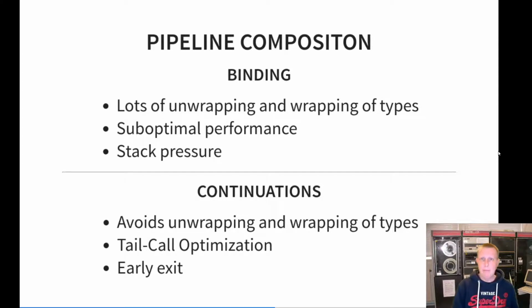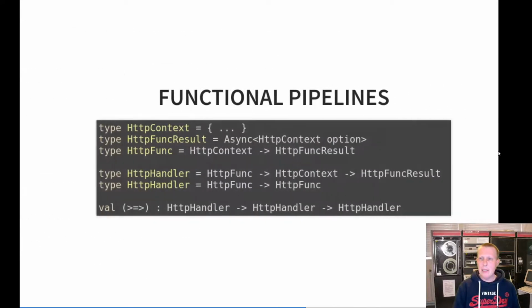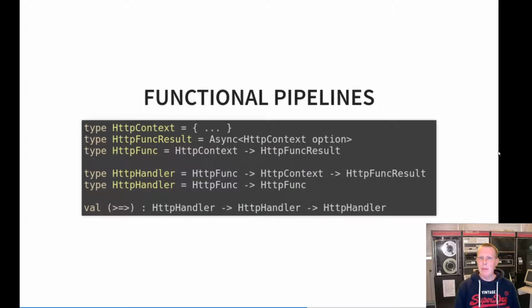But using continuations, of course, adds a little bit of complexity, but it's not so bad, because you can sort of work around it. So here's the new functional pipeline, where we're going to be using continuations, and we have the same HTTP context, as you can see. We have the same function result. This is just an object or a record type. This is the async new context wrapped in an option. There's a function taking a context and returning a result.